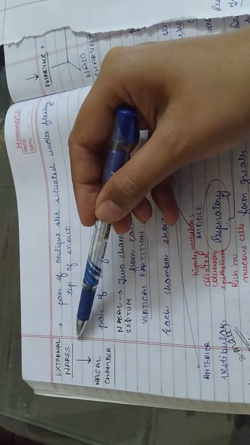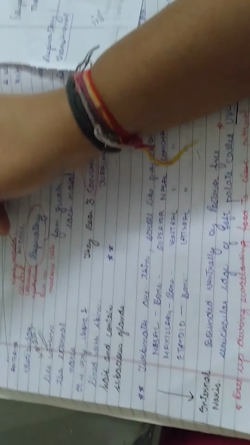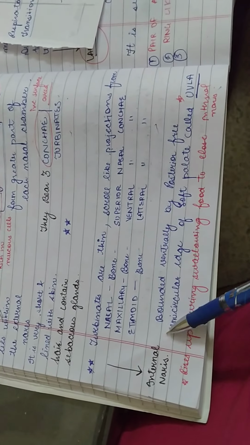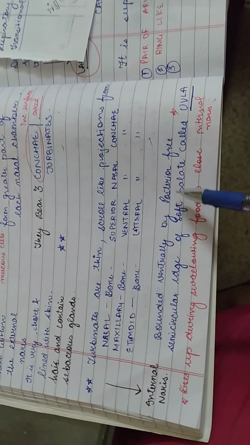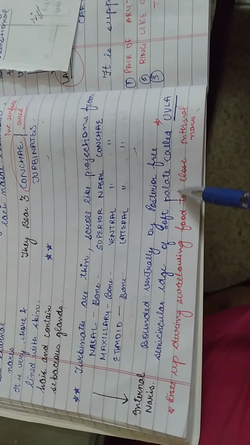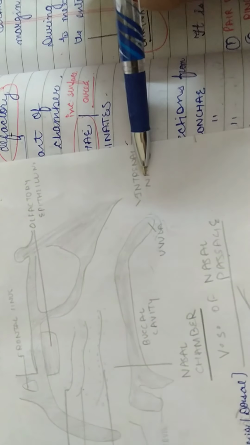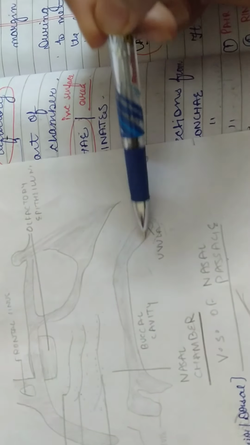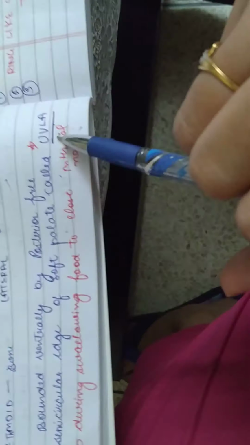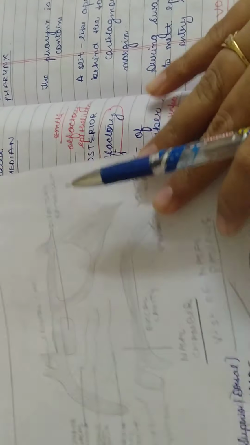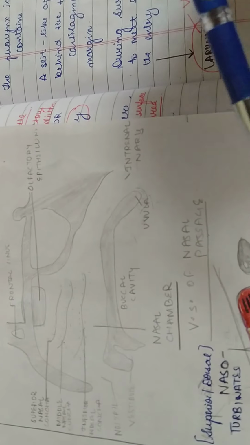So, external nares to nasal chamber to internal nares. Internal nares are bounded ventrally by the posterior free semicircular edge of the soft palate called the uvula. We can see in the diagram, this is the opening of the internal nares, and this is the uvula. It rises up during swallowing to close the internal nares, so food doesn't enter the respiratory tract.